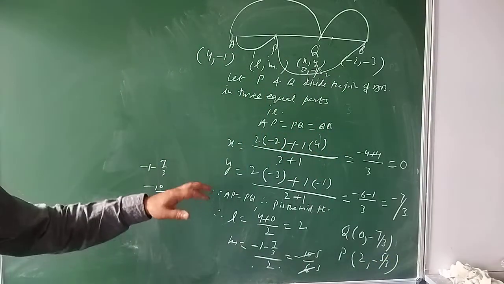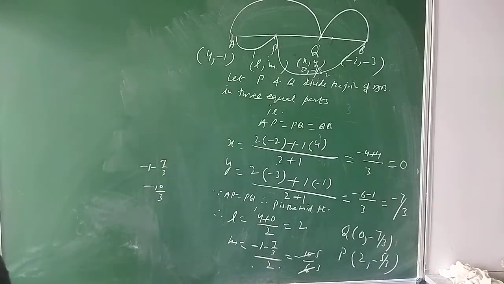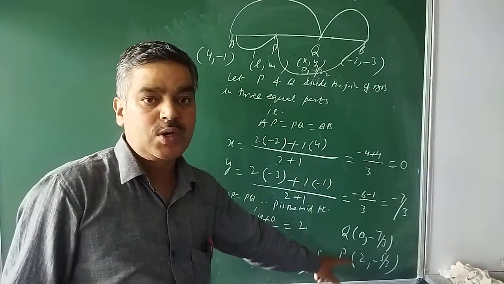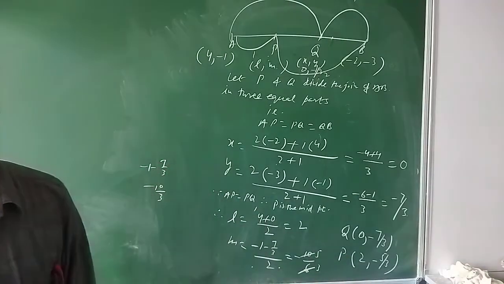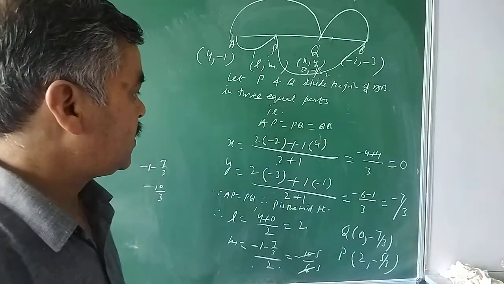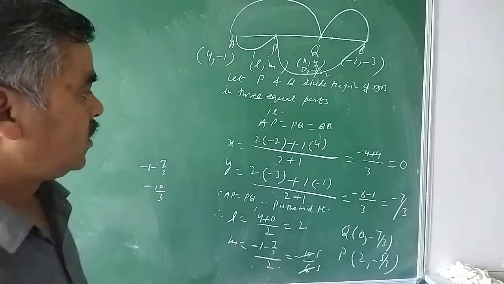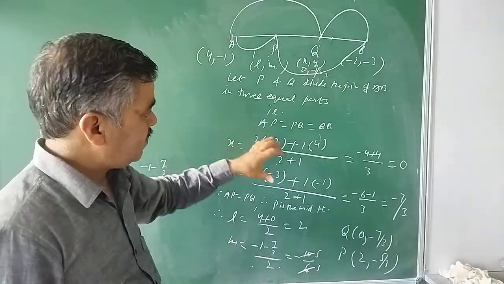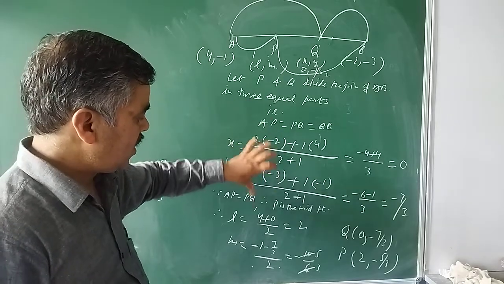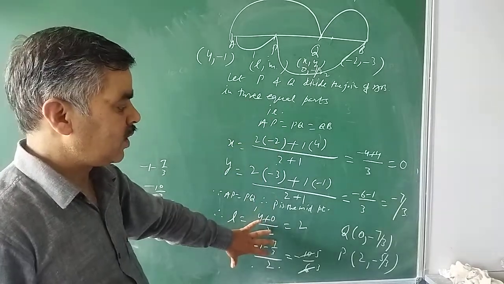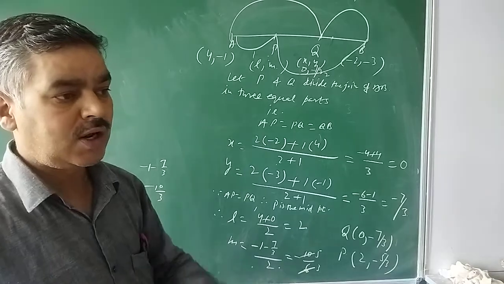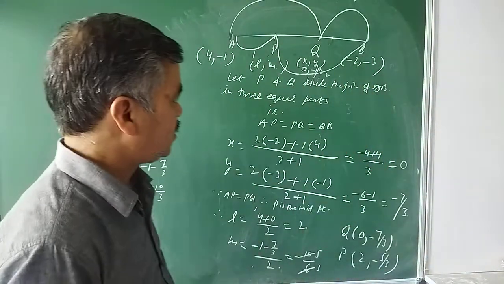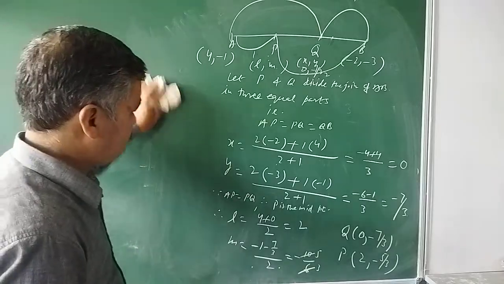So P and Q divide the join of AB in 3 equal parts, and you needed to calculate the coordinates of P and Q. Here is the answer ready for your reference. That is the way you can go for this calculation. At a time I have used the section formula as well as the midpoint formula. What is the difference between the two? That I have already made clear to you. So please make a note of this answer of question number 2.